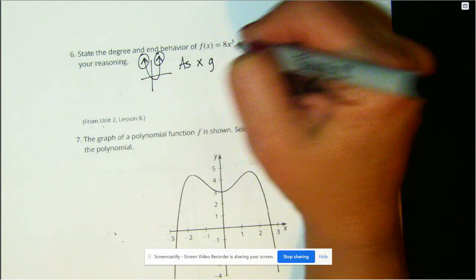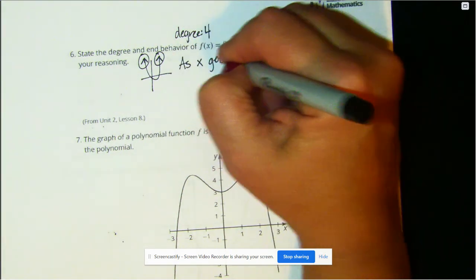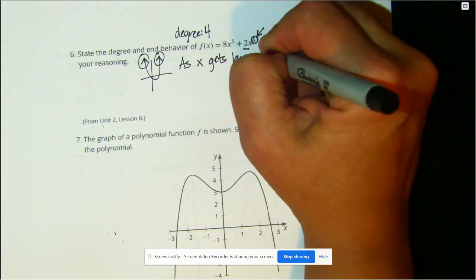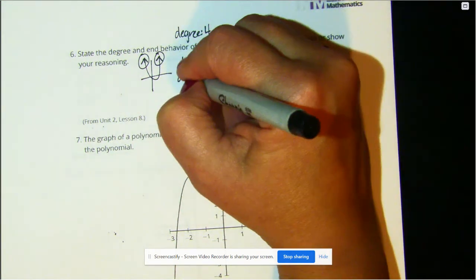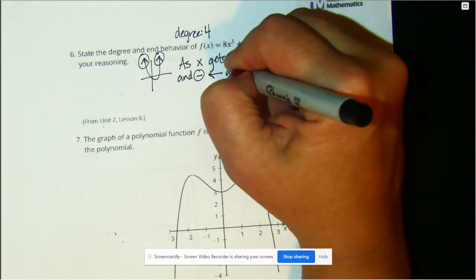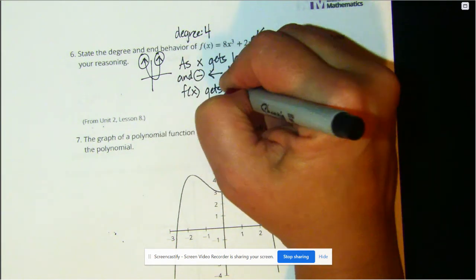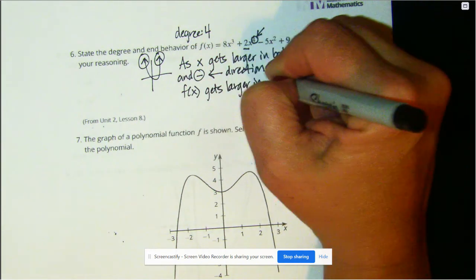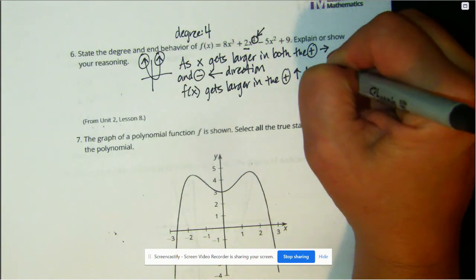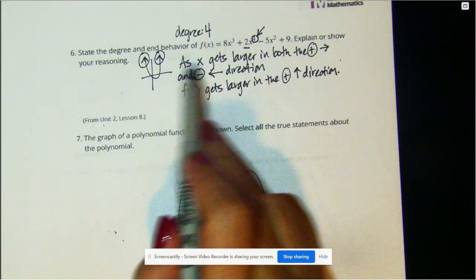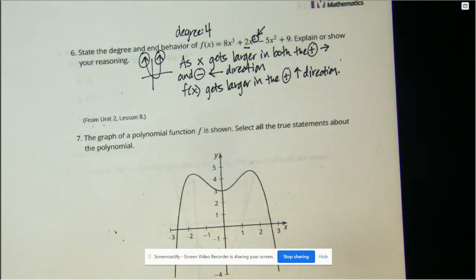So the degree is 4. As x gets larger in both the positive and negative direction, f of x gets larger in the positive direction. So you can paraphrase that one a little bit more, because you're saying no matter which way you go, the graph is headed up to larger numbers in the positive direction.